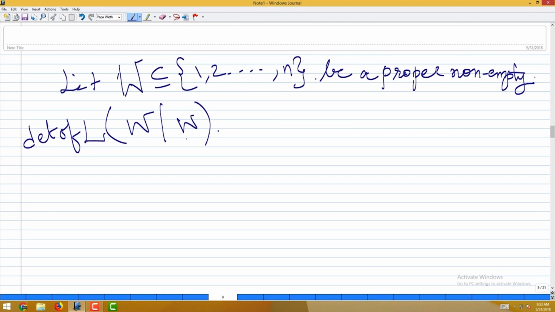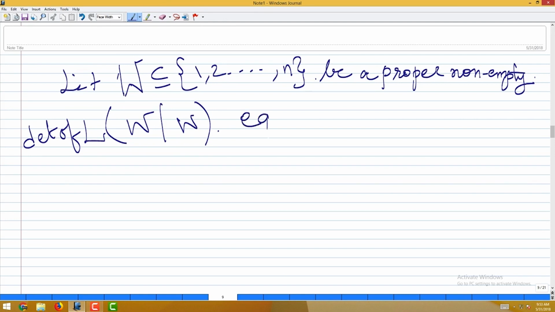It is opposite to your principal minors. In principal minors what you do? You take, if I say I take L of W comma W, then I mean that I take W rows and W columns and look at its submatrix, right. Now, what we are doing is we are deleting those W's and then those entries, and then we are looking at the determinant of that remaining matrix, okay.